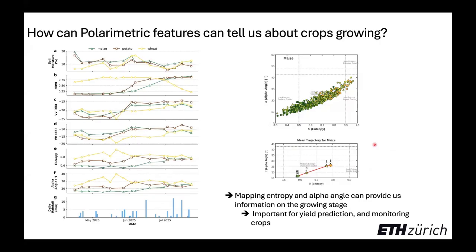And so using polarimetry, you can actually get more information about the growing stage of your crop. And this is interesting for yield prediction and just general monitoring. And I think it's pretty cool that on such a small scale of just one field, you're able to already identify using a satellite, which is hundreds of kilometers away from you, in which stage your crop is at.